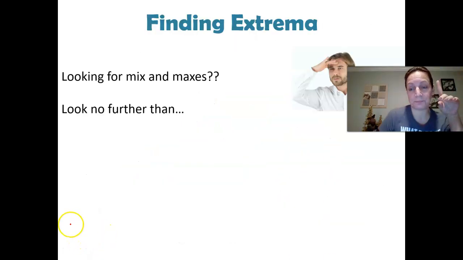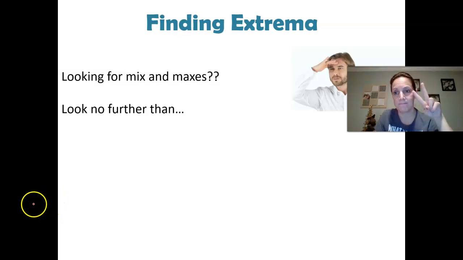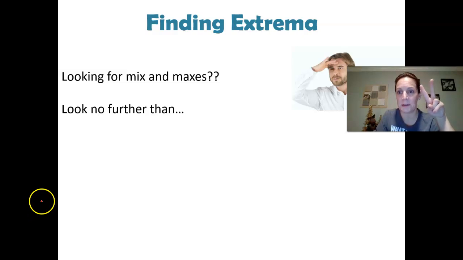Here we go. I'm going to talk about how to find them today. The next time we see each other, we'll practice finding them together. If you are looking for mins and maxes, there's really only 2 places you need to look.